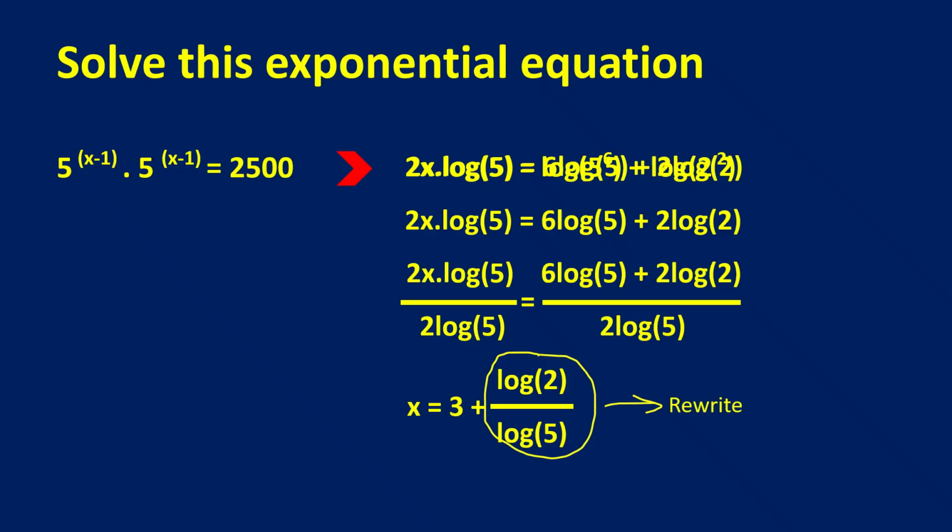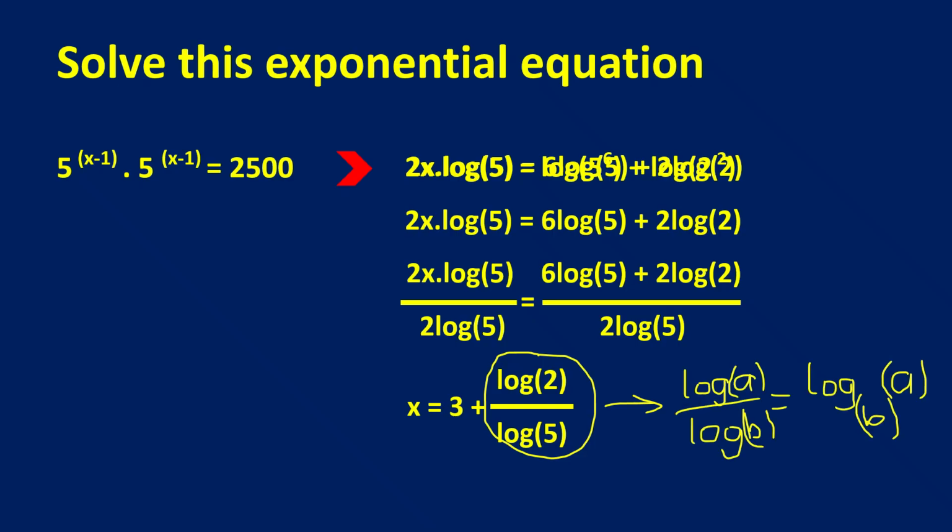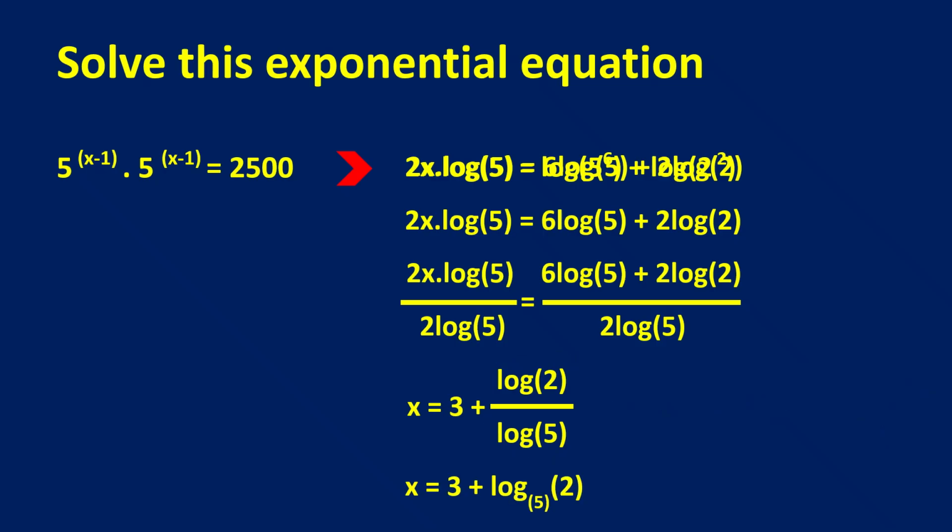But we're not finished yet. We still have to simplify the second term of the right-hand side of the equation. And as you can recall, we have this form of log relationship. The log of a divided by the log of b is equal to the log with base b of a. There you go. We've got x equal to 3 plus the log with base 5 of 2. Okay guys, at this point we have solved the equation.